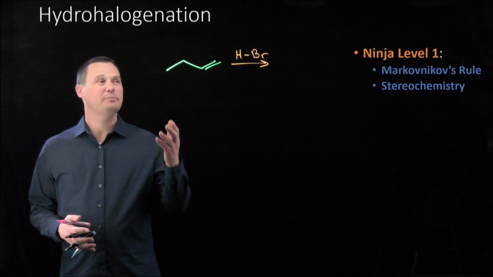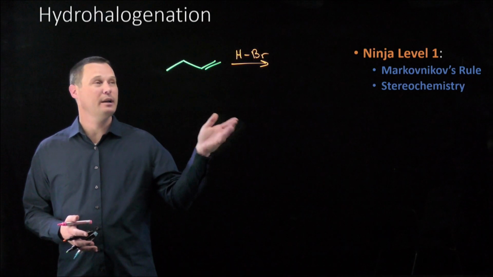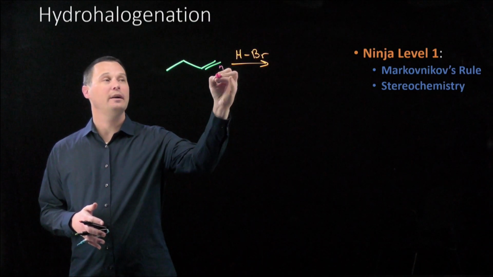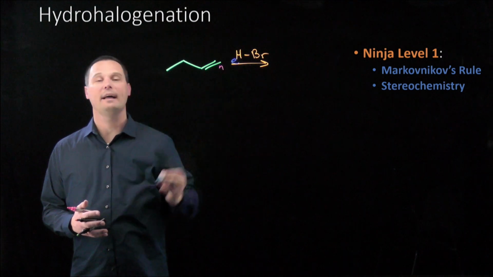Our first ninja level is the prototypical hydrohalogenation reaction. What we're going to focus on here is Markovnikov's rule and stereochemistry. In the hydrohalogenation reaction, the pi bond acts as the nucleophile at the less substituted side of the alkene, and the mineral acid acts as an electrophile at the acidic proton.